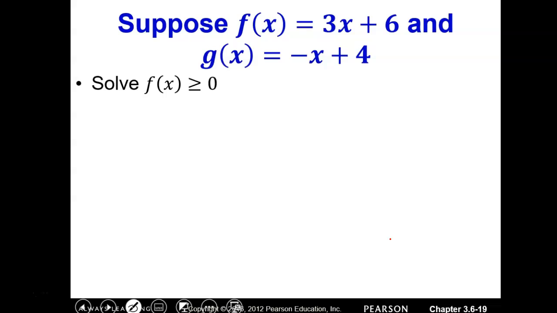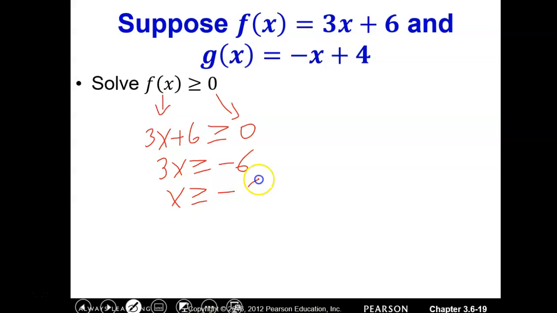So f of x greater than 0, still f of x. So 3x plus 6 is greater than 0. Make sure you are careful with inequality because the order matters, okay? When we solve inequality, the inequality changes only when we divide or multiply by a negative number. When we add or subtract, it doesn't change. So x is greater than negative 6 over 3. We are dividing by positive 3, so it stays the same. So x is greater than negative 2. So we keep the inequality.